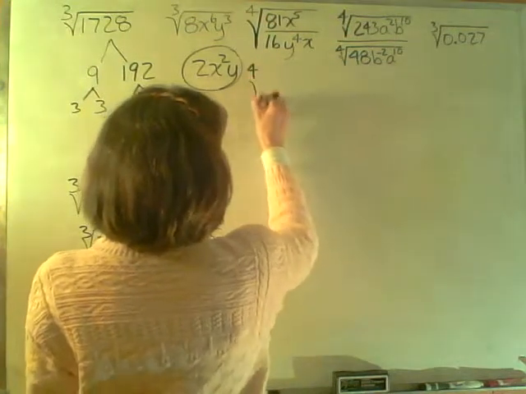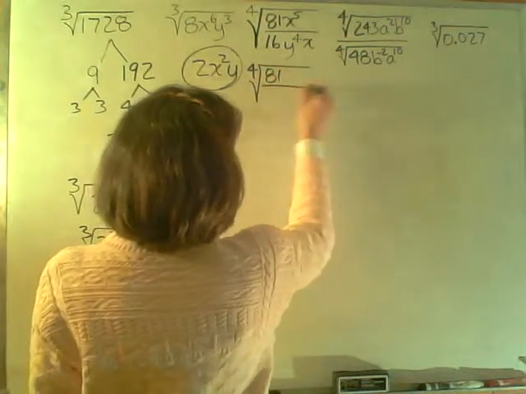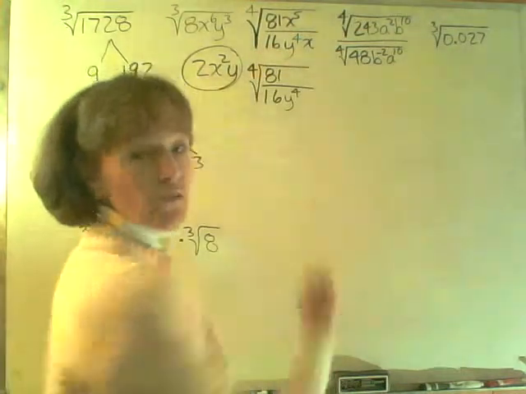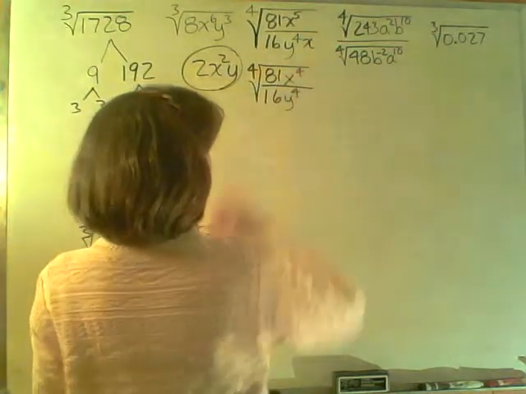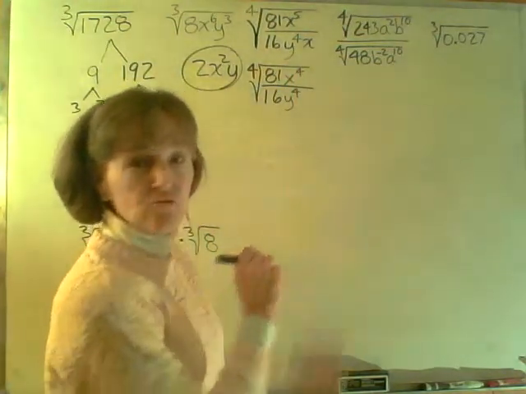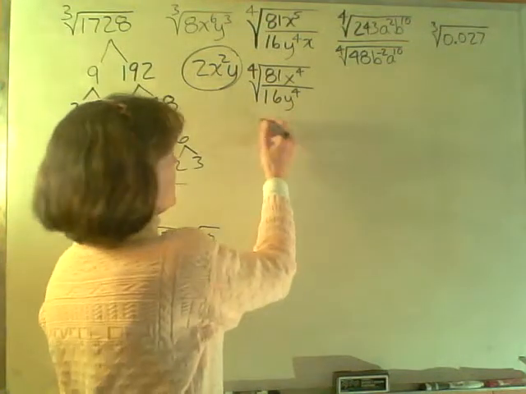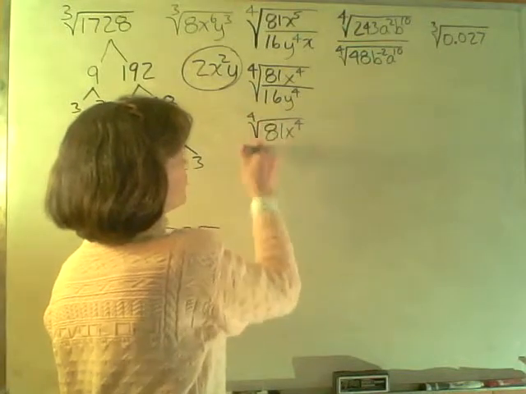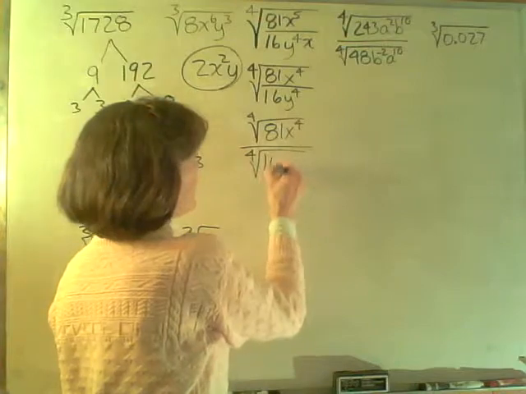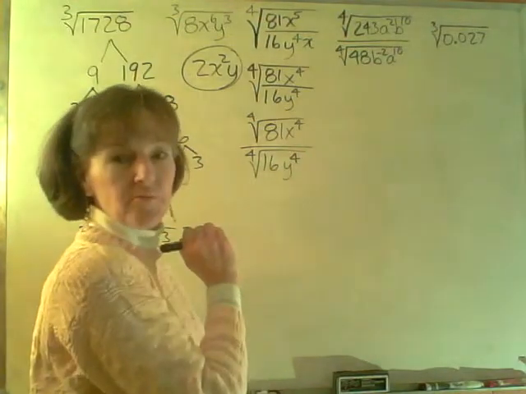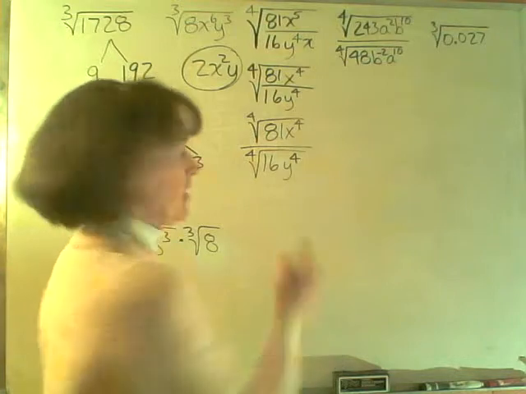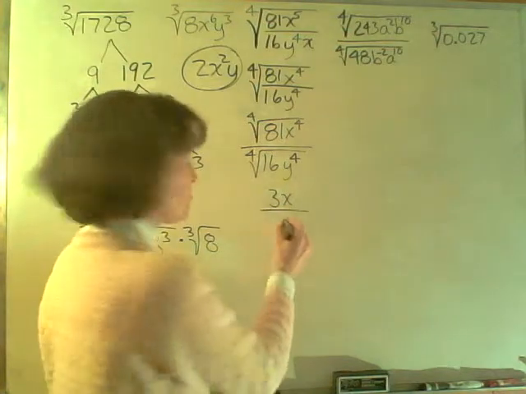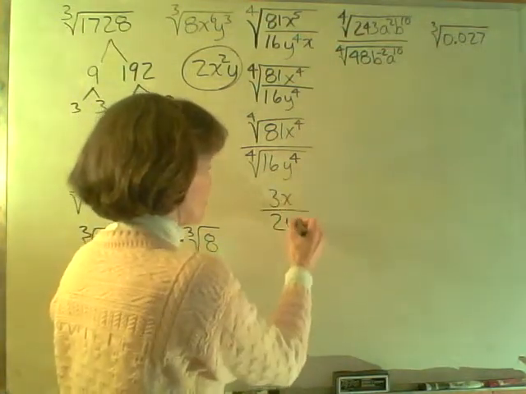So the fourth root of 81, and then in the bottom I have 16 y to the 4th. But look, the x to the 5th over x results in there being an x to the 4th in the numerator. So now I'm taking the fourth root of 81 x to the 4th in the numerator, and I'm taking the fourth root of 16 y to the 4th in the denominator. Well, the fourth root of 81 is 3, and the fourth root of x to the 4th is just x. The fourth root of 16 is 2, and the fourth root of y to the 4th is just y.